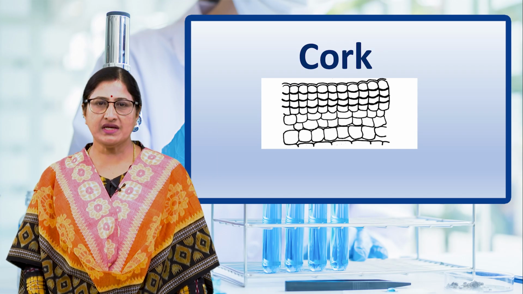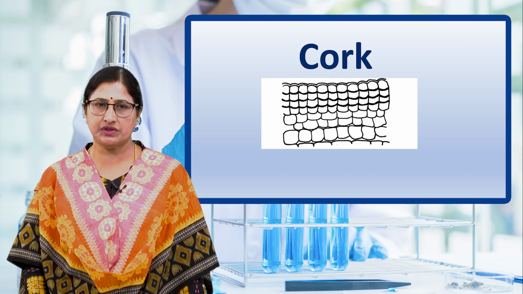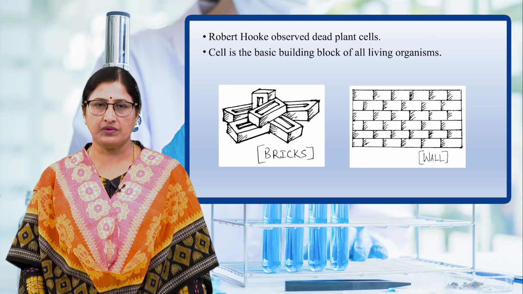Cork. What is cork? It is a substance obtained from the bark of trees. Those tiny compartments were named as cells, which means little rooms in Latin language. Robert Hooke observed dead plant cells. Cell is the basic building block of all living organisms.